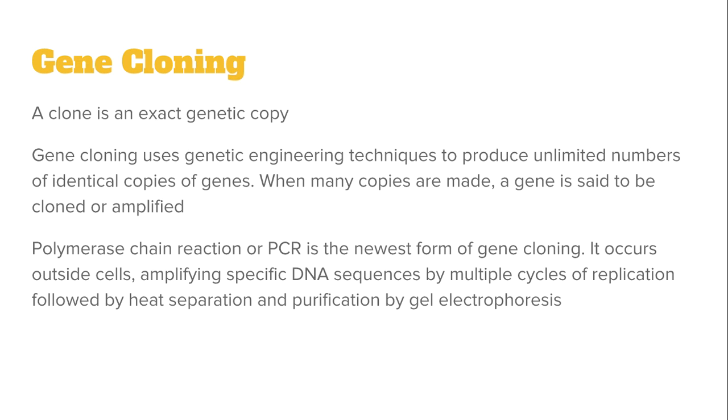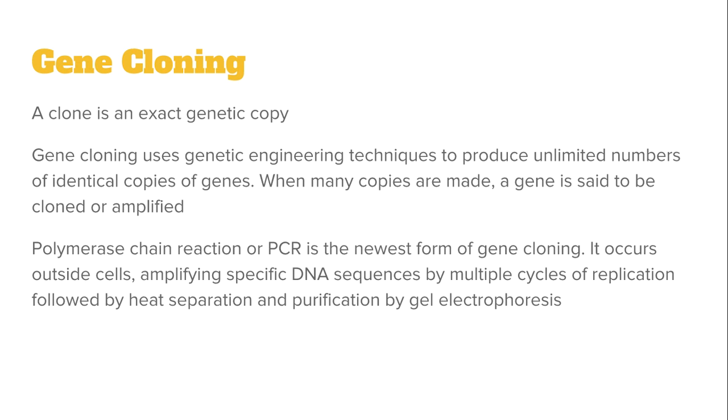So first we start off with gene cloning, and that's where we are producing just a specific gene that we want to copy, and a clone is an exact genetic copy. By using genetic engineering techniques, we're able to produce unlimited numbers of identical copies of genes. When we make multiple copies of these genes, it's said to be cloned or amplified.